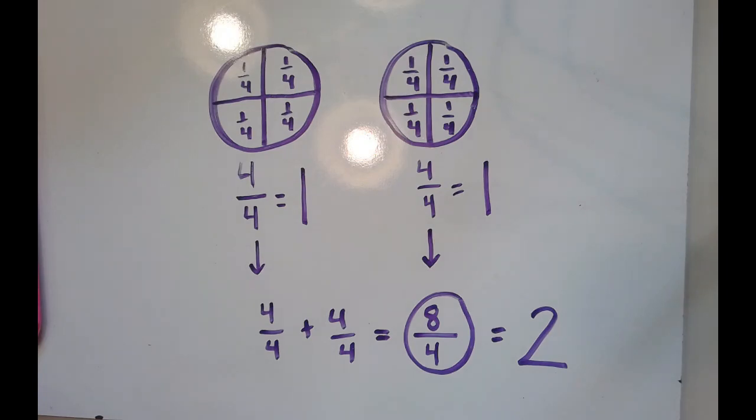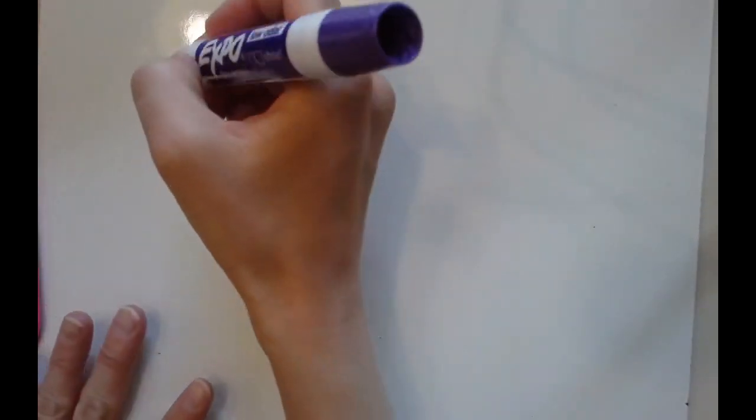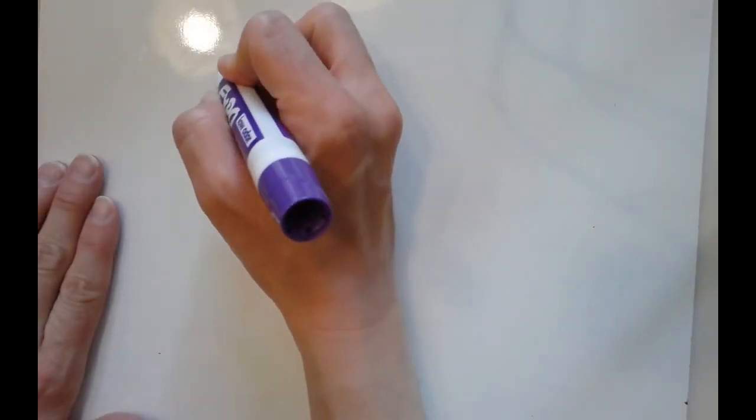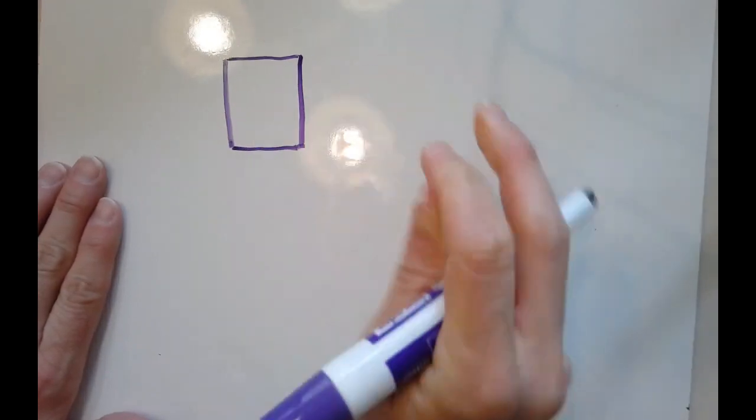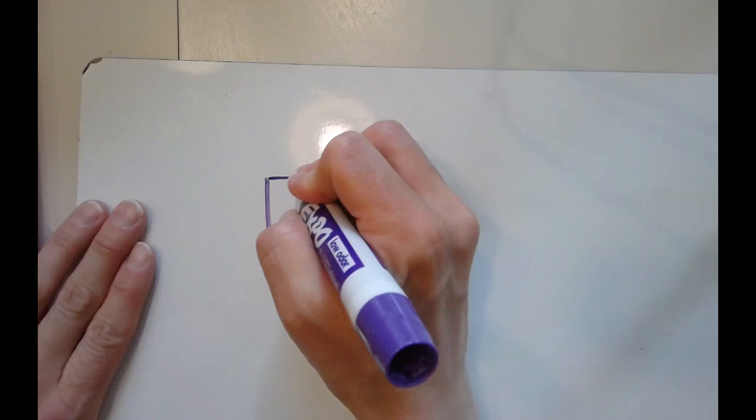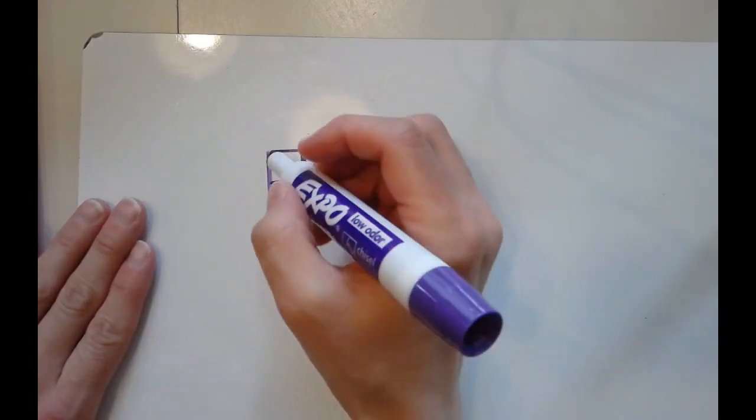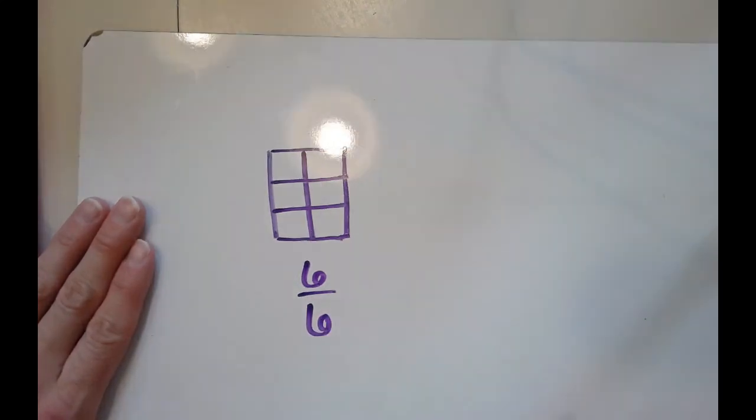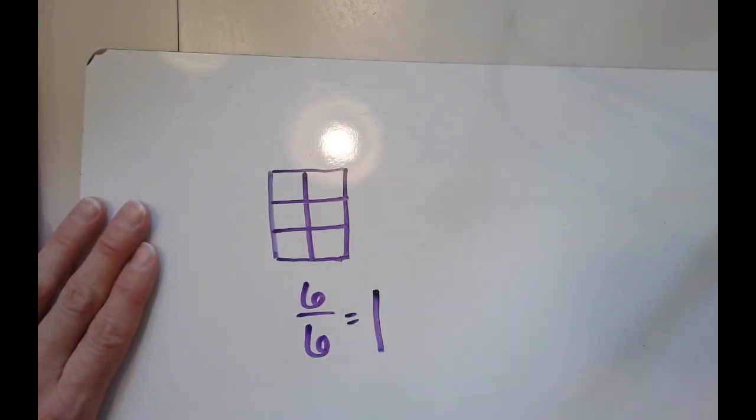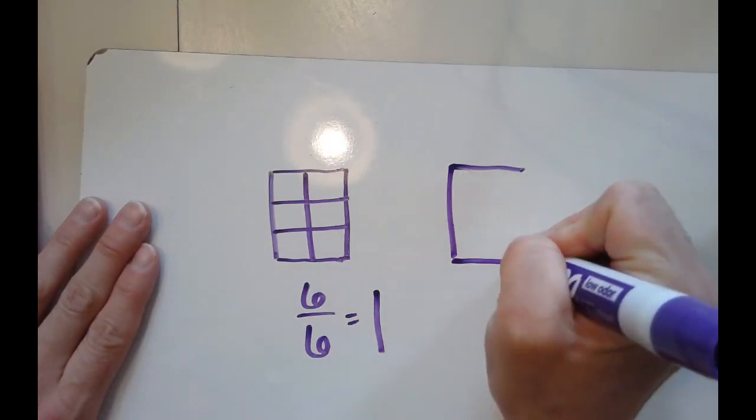Now, let's try another example. This time, I'm going to have a candy bar. And I'm going to slice this candy bar into sixths. 1, 2, 3, 4, 5, 6. So altogether there are 6 sixths in this candy bar, which equals one whole candy bar. But what if I have another candy bar?